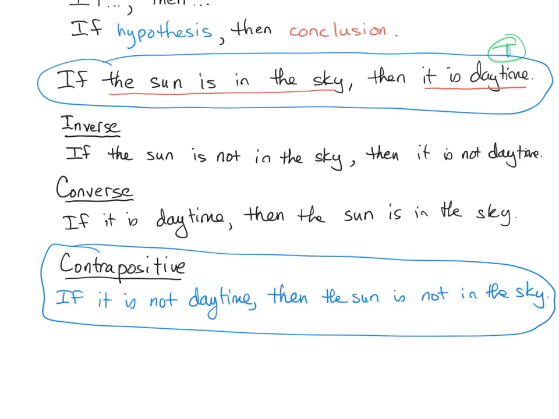So when we talk about proof by contradiction, we're actually using the contrapositive version of the original statement in order to prove it. If we can prove the contrapositive, we're essentially proving the original statement. Okay, so we'll see more about that.